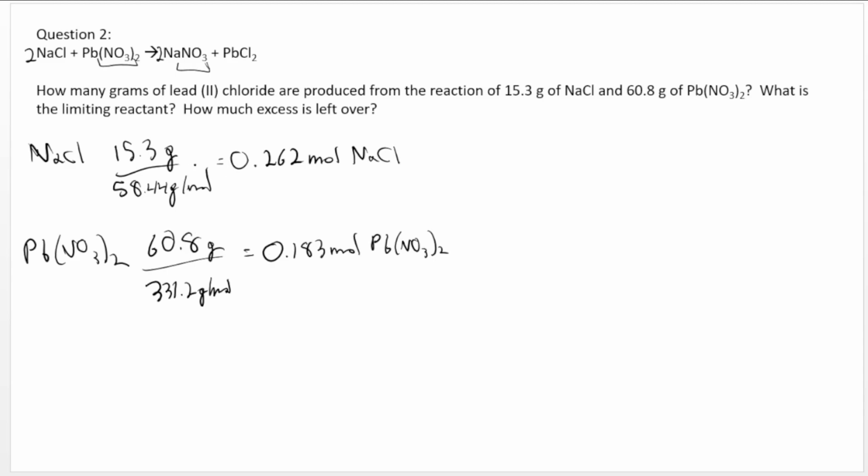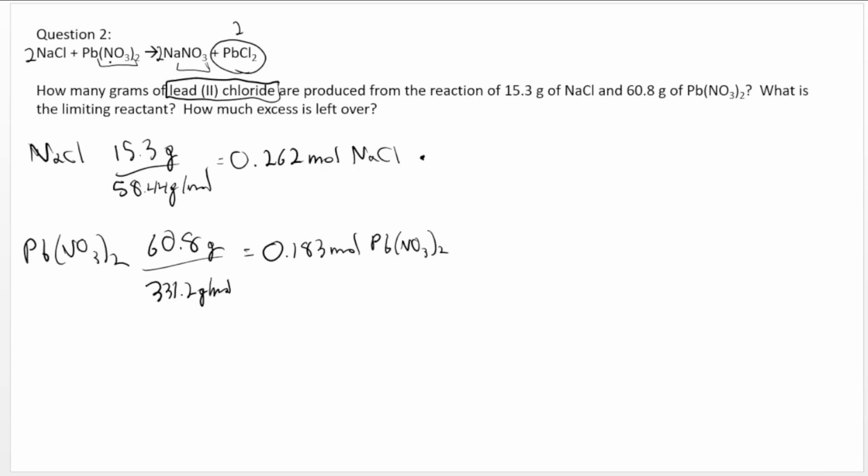So now we're going to do the same exact thing. We're going to pick a product, any product. But this time we are being asked explicitly how many grams of lead-2 chloride are being produced. So to make our lives easier, we're going to pick lead-2 chloride, which is this product over here. We'll call it product 2. So we're going to use the molar ratio in the balanced reaction to figure out how many moles of this lead-2 chloride would be produced if each of the reactants reacted completely. Whichever one produces the least amount is the limiting reactant.